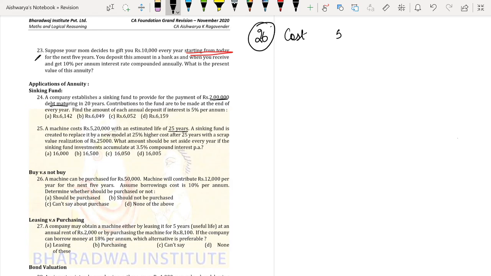12,000 PV formula. Okay, 1 point, what is the percentage? 1.1 the whole power 5 minus 1 divided by 0.1 into 1.1 the whole power 5. So we will be calculating this value quickly. All of you just calculate with the method I have taught you.